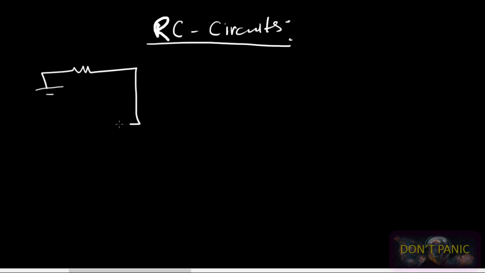For example, we saw this circuit: a voltage source and some resistance R. In this circuit, the current is going to be V over R, and the current instantaneously becomes V over R after you connect the circuit.